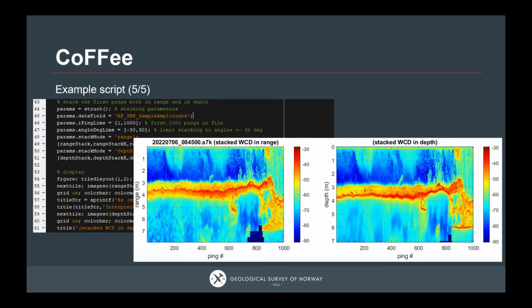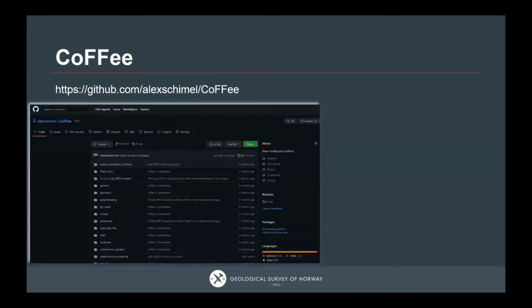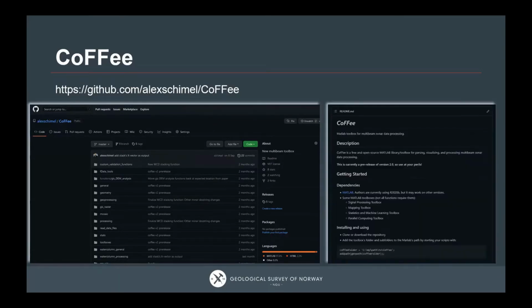So it starts getting to the point where I can do the basics relatively easily. All that stuff is open source. It's on GitHub under my name, CoFFee, and there's a bit of a README to explain how to start using it, but you can go right away if you have a MATLAB license.